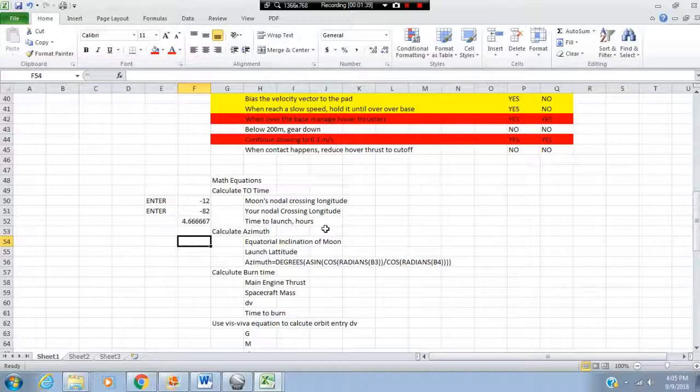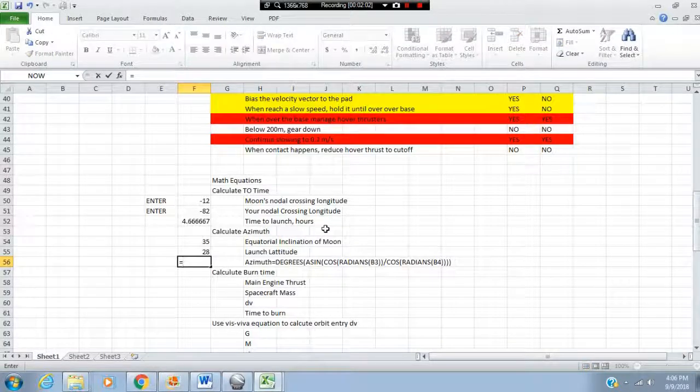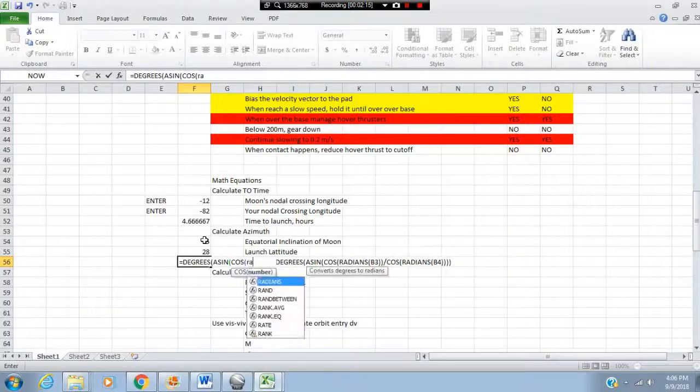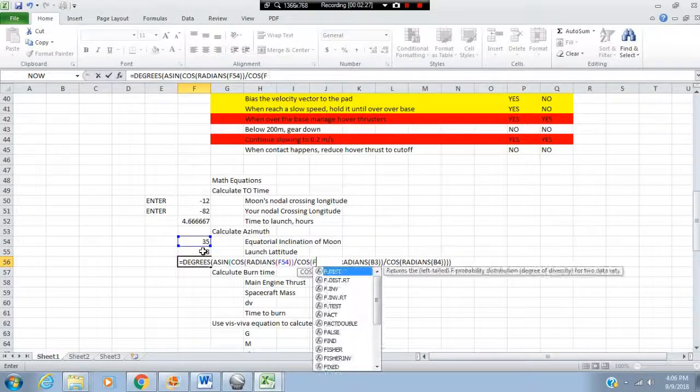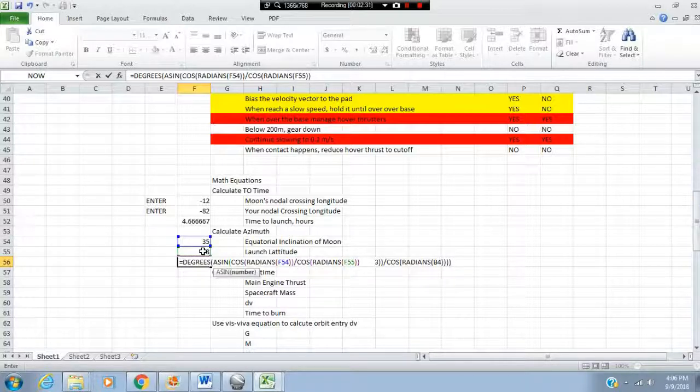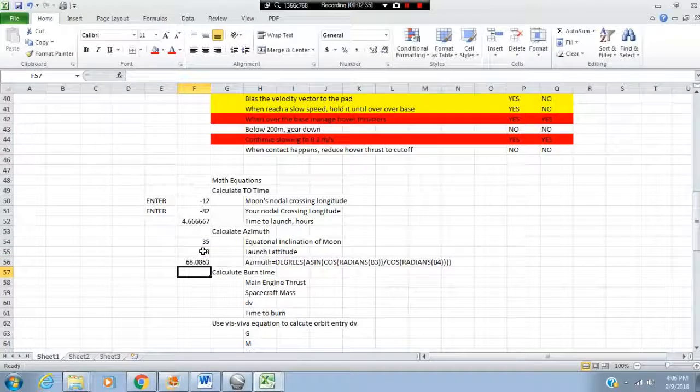Okay, so the next thing we're going to do is calculate the azimuth. So let's say the moon is going to be at 35. And say our launch latitude is 28. So that is going to be our formula that I've put there for myself. I've given degrees, which means you have to convert to degrees at the end. And it's going to be the arc sine of the cosine of this number converted to radians, close that twice, divided by the cosine of this number, convert it to radians first, close it twice, and then close the arc sine, close the degrees. And so we get about 68 degrees.